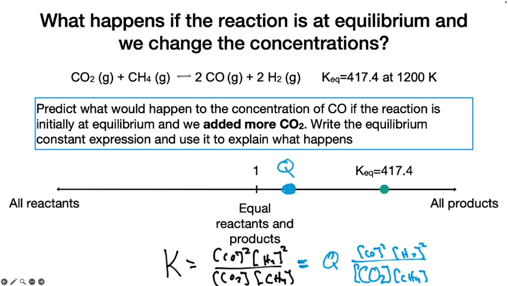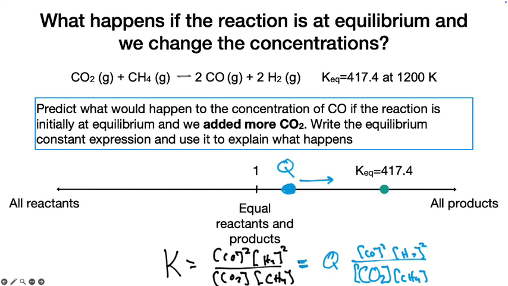So now what's going to happen? Now that I've added this CO2, am I at equilibrium? No, so what's the reaction going to do? Go to equilibrium. How does it go to the equilibrium constant? What do I have to do? Say again? I have to increase the concentration of the products.